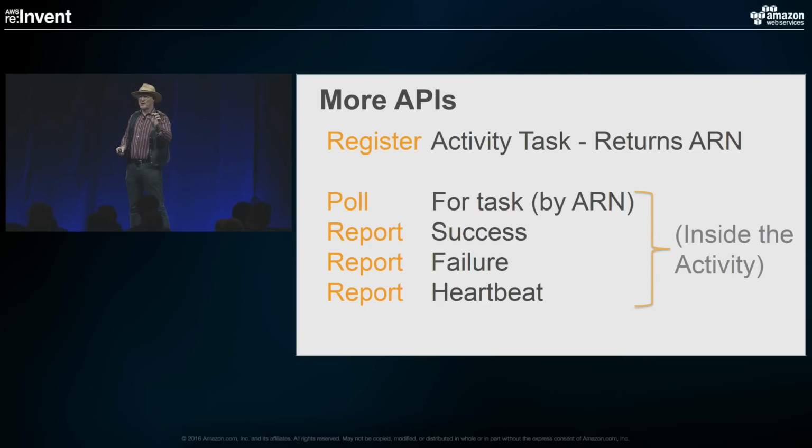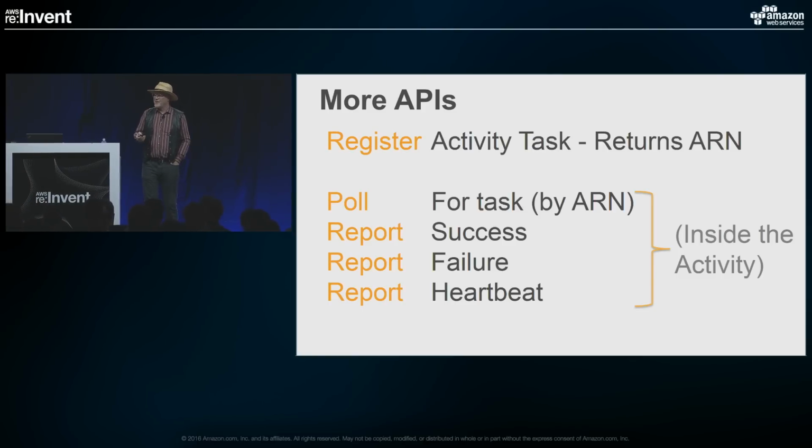And if the state machine has progressed to the point where it wants one of those tasks done, the service will hand that task to it. And then once you've done that inside your own code, when you're finished, you can report back success, or you can report back failure, or you can report a heartbeat to say, here, I'm still here, I'm working, everything's OK.